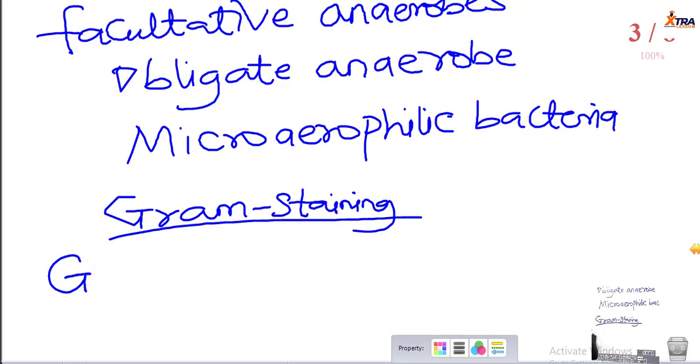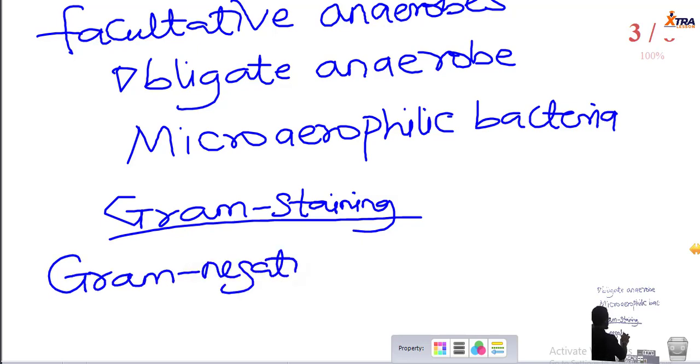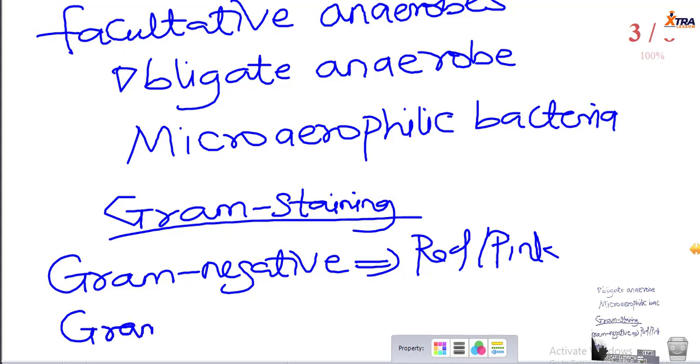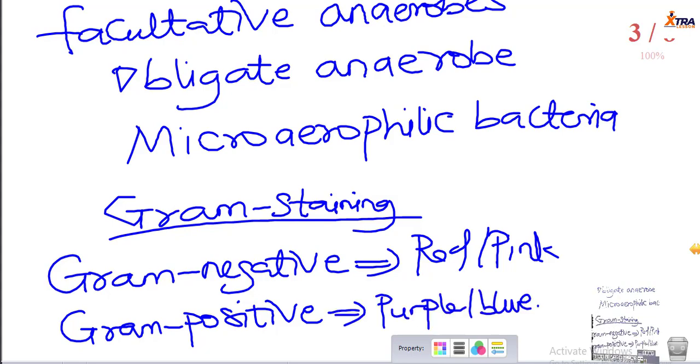So you can say a bacteria is gram negative. Gram negative means the stain is lost, so under this technique it is going to stain red or pink. Whereas if you say gram positive, it means the stain is retained, so it's going to stain purple or blue. So these are the ways you can classify bacteria.